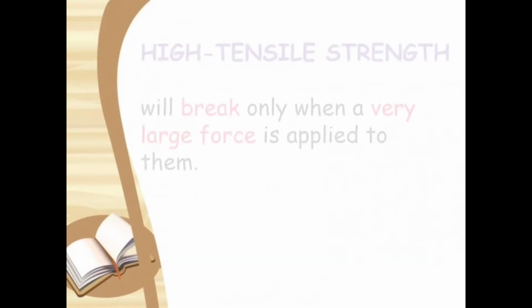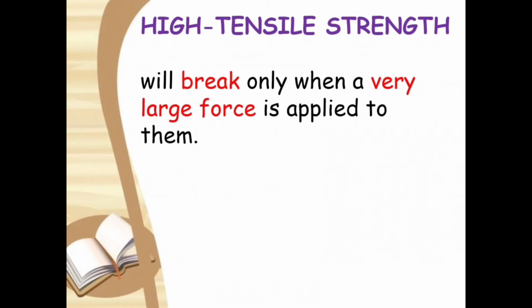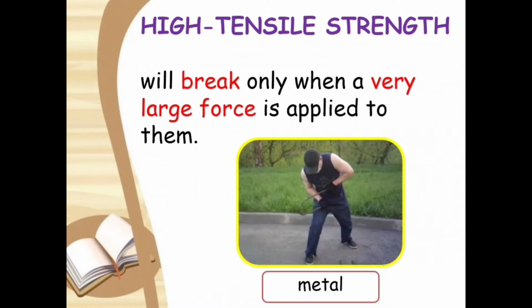The second type of tensile strength is the high tensile strength. It will break only when a very large force is applied to them. So as you can see, the man is trying to bend the metal, and he has to exert too much force to bend it.